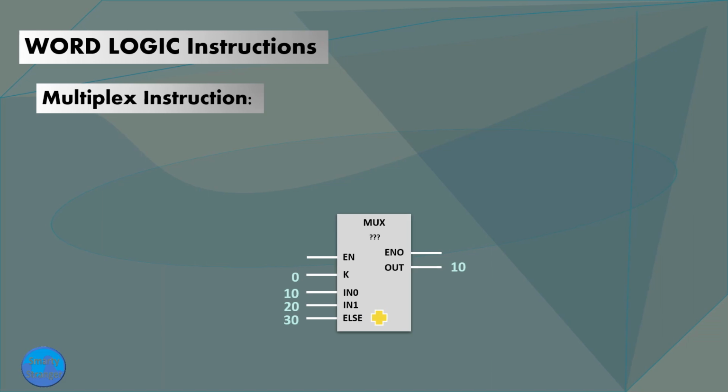When we apply value of 0 at K pin, instruction forwards the value of input 0 to the out pin. When we apply value of 1 at K pin, instruction forwards the value of input 1 to the out pin. When we apply value of 2 at K pin, instruction forwards the value of input else to the out pin. Let's check its working on programming page.